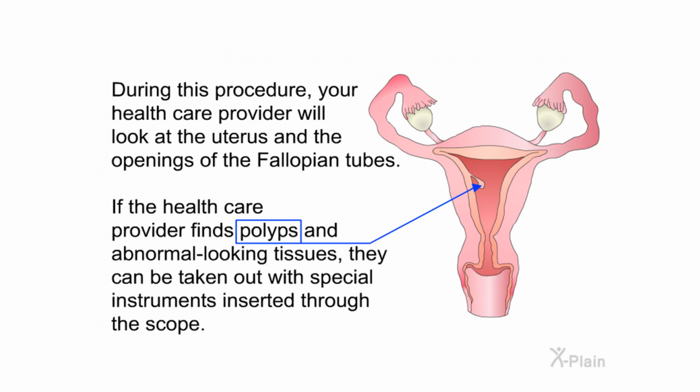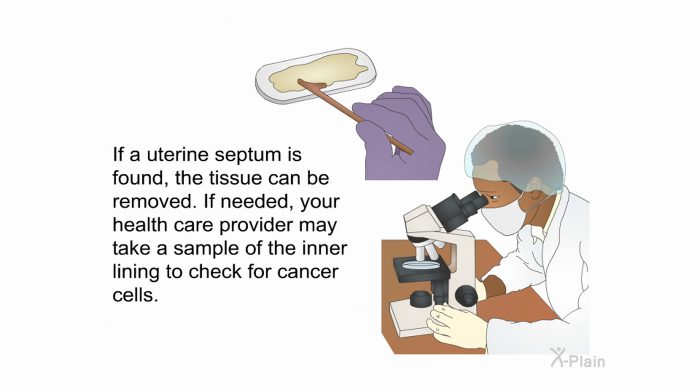During this procedure, your healthcare provider will look at the uterus and the openings of the fallopian tubes. If the healthcare provider finds polyps and abnormal-looking tissues, they can be taken out with special instruments inserted through the scope. If a uterine septum is found, the tissue can be removed. If needed, your healthcare provider may take a sample of the inner lining to check for cancer cells.